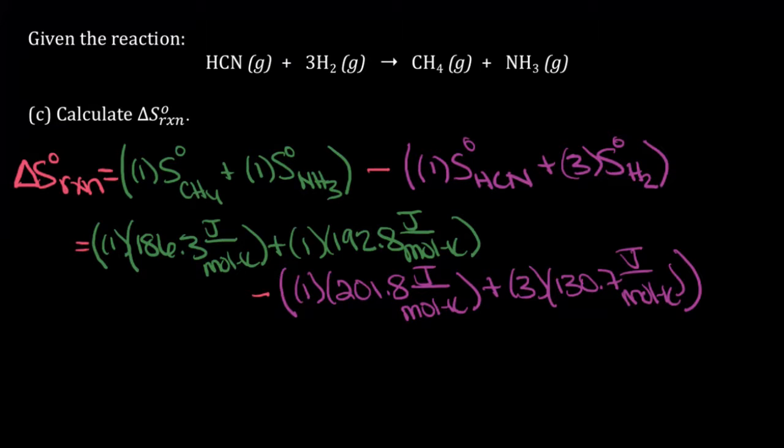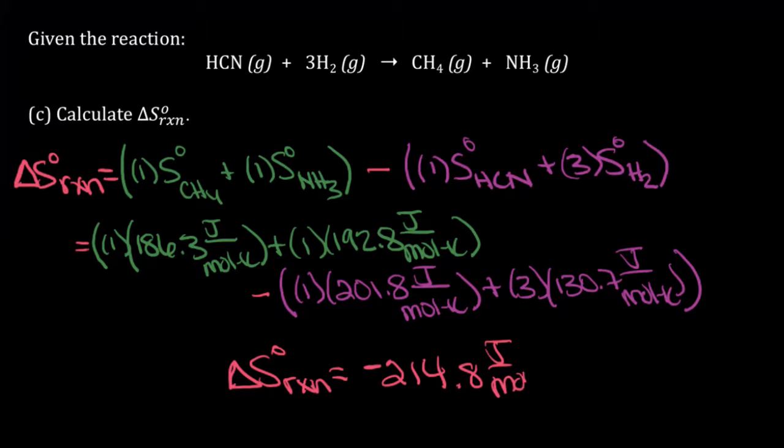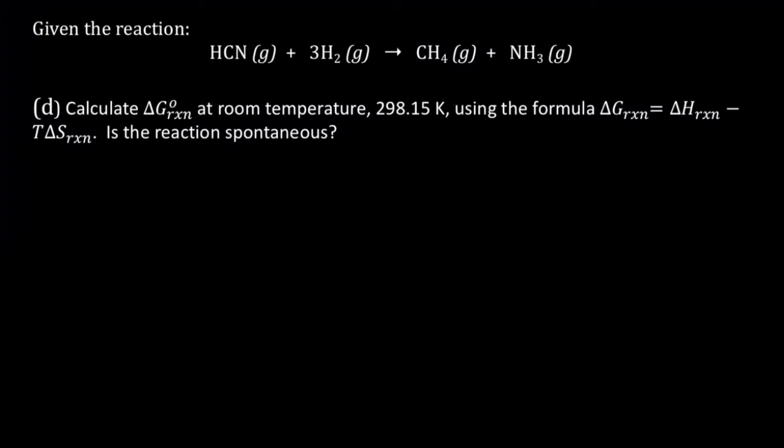I plugged in the numbers for us, and when we finally put everything into the calculator, we get that the entropy change for the reaction is equal to minus 214.8 joules per mole Kelvin. And because we have that negative entropy change, we know that entropy has decreased just like we thought it was going to.